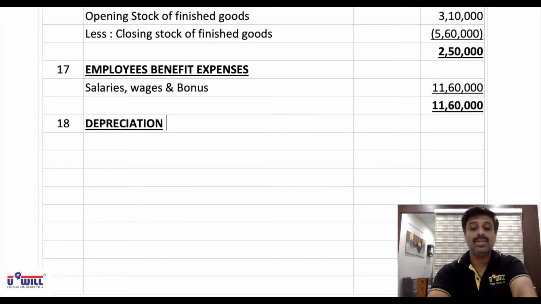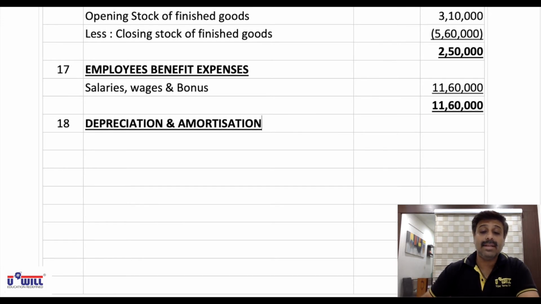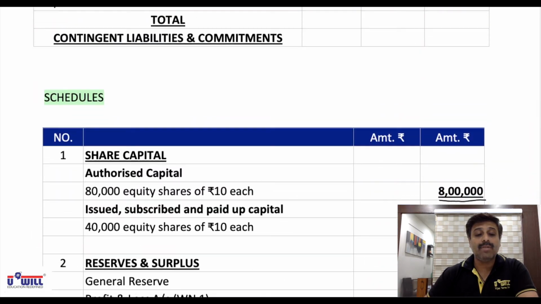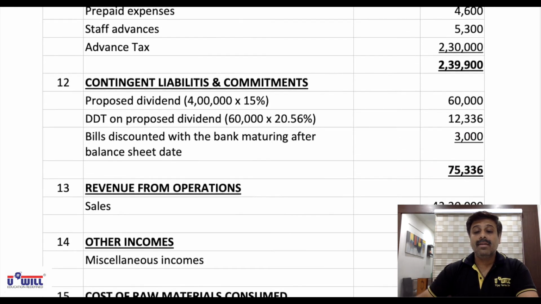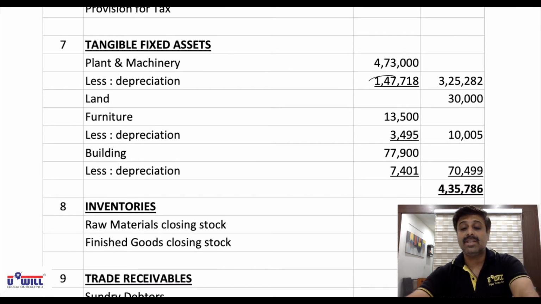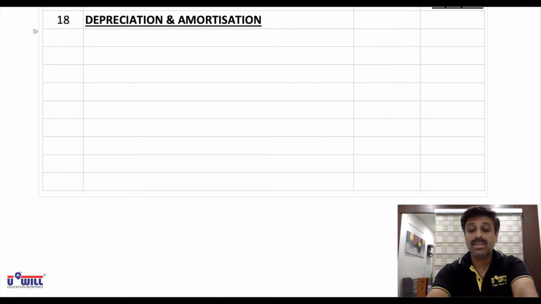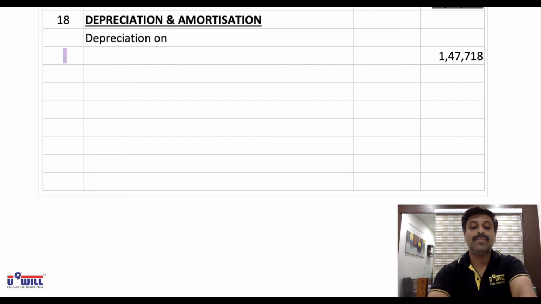Depreciation and amortization. D and A marked items, that is adjustment 6. We'll get it directly from tangible fixed assets only. See the note of tangible fixed assets. In that, 147718 is the depreciation on plant and machinery. Then we have depreciation on furniture, and then we also have depreciation on building.